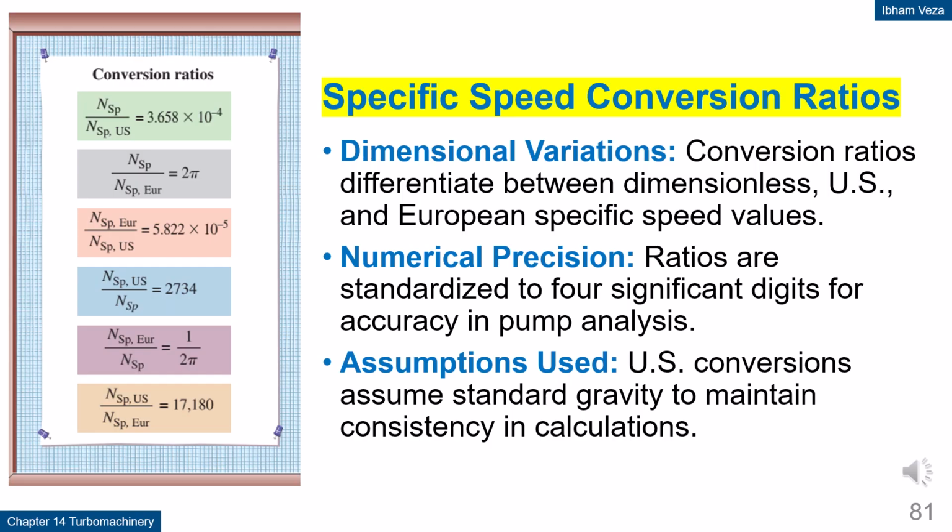Specific speed conversion ratios. In practice, there are differences between the dimensionless specific speed, the US version, and the European version. Conversion ratios are used to relate them numerically under assumptions such as standard gravity. Standardizing to 4 significant digits helps maintain numerical accuracy. Understanding these conversions is important when comparing data from different references. In this way, misinterpretation across unit systems can be avoided.